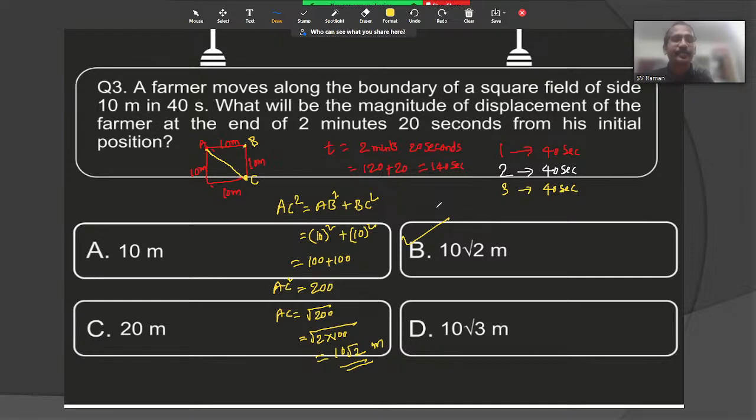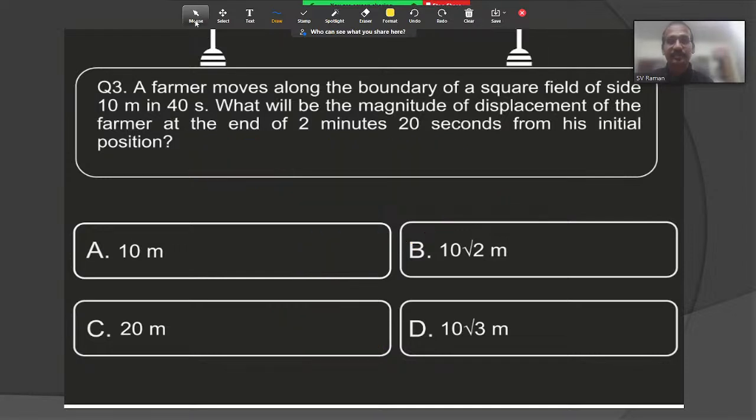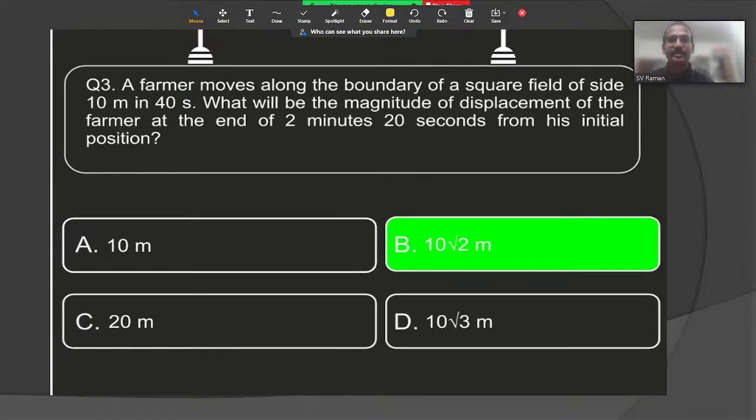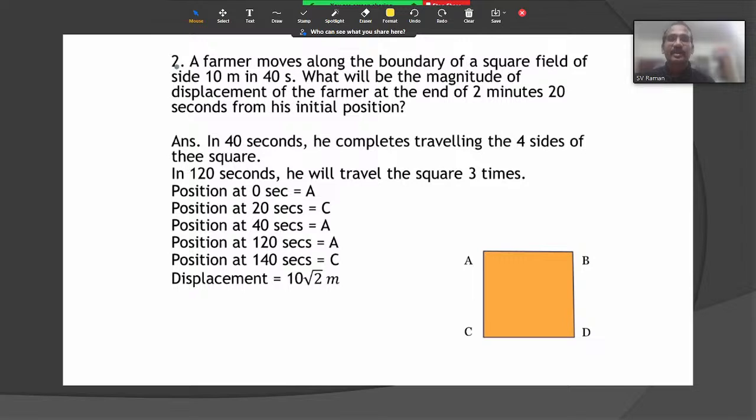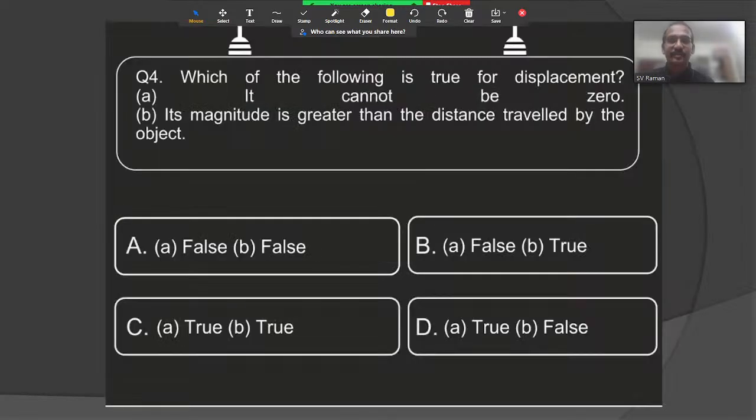Clear? We can see whether our answer is right or wrong. Option A, 10 meters, option B, 10 root 2 meters, option C, 20 meters, option D, 10 root 3 meters. Yes, we are right. 10 root 2 meters. Yes, there is the solution. Now, next question.